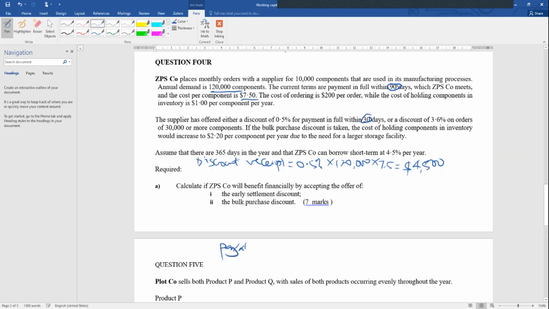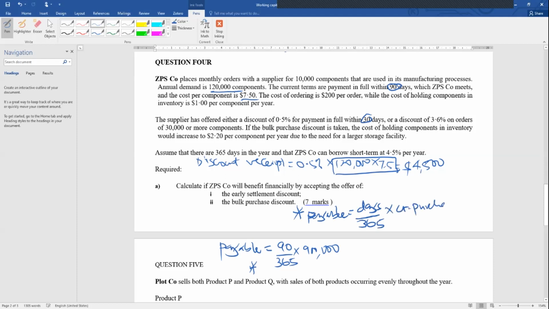So a payable, you remember, is given by the number of days, which is 90, out of 365, and we multiply by the amount of purchase you make from them in a year, which in this case is, what was it? 120,000 times 7.5, the total purchase in a year? 900,000. Okay, this formula, just for those who may have forgotten, payable is equal to the number of days divided by 365 or 360, whatever is the case, multiplied by the credit purchases, or simply the cost of sales, whatever the case can be.